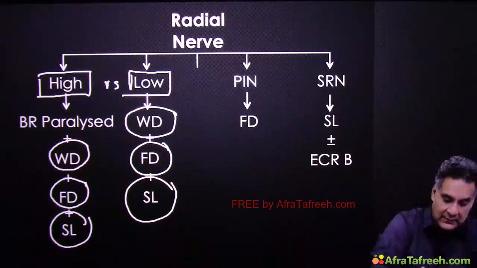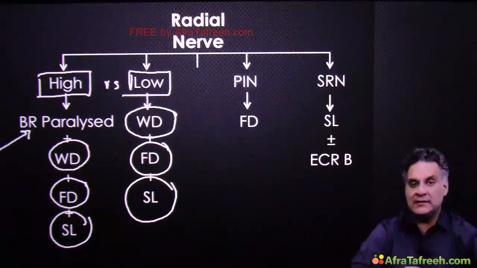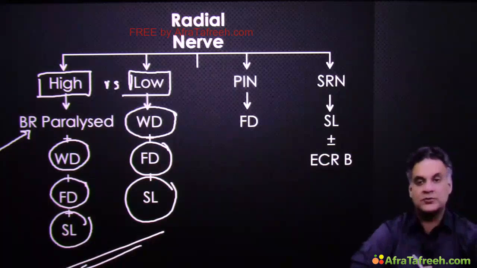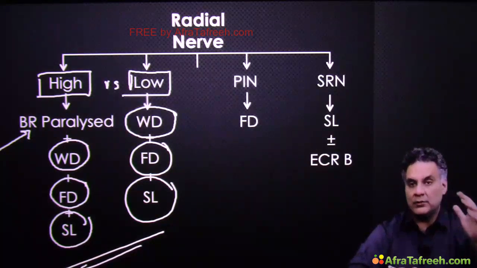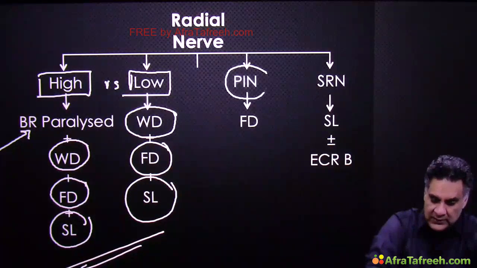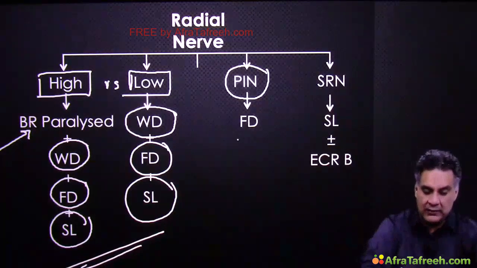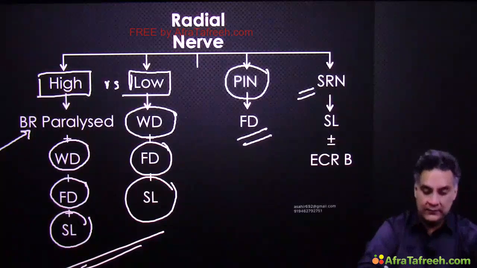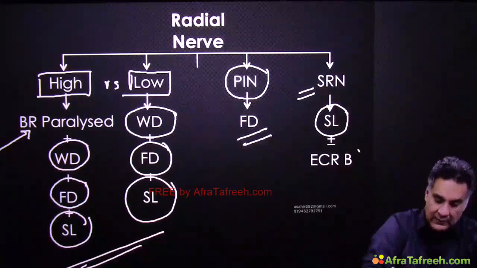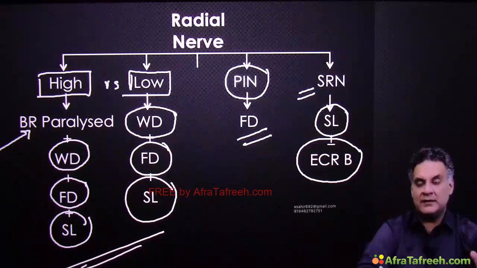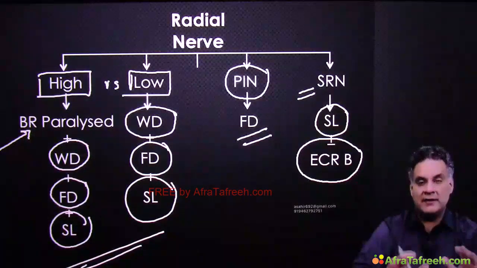What is the difference? The difference is theoretical. In high radial nerve palsy, the brachioradialis muscle is paralyzed. So, there is not much to choose between the two. But the pure motor branch of the radial nerve, the posterior interosseous nerve, which goes around the head of radius, will cause a finger drop. And then the sensory branch, called the superficial radial nerve, will cause a sensory loss, and sometimes this nerve supplies the wrist extensor called extensor carpi radialis brevis, which might be involved. So this flow chart should be imbibed in your brain, very, very important.